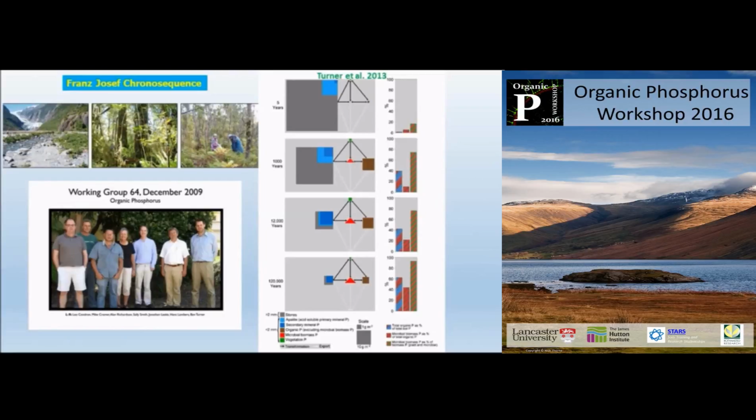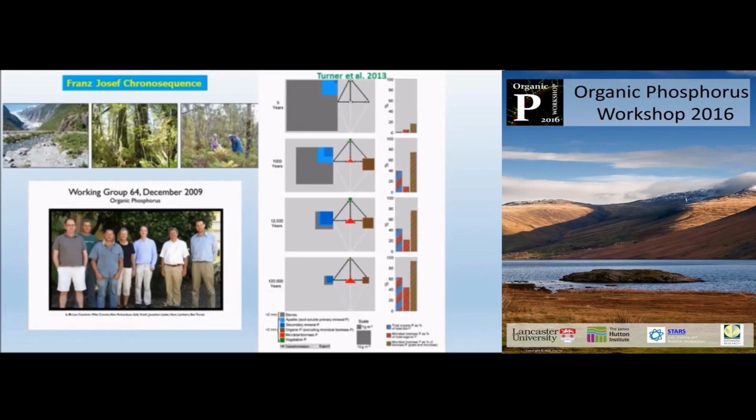This is plant phosphorus, biomass phosphorus. This is organic phosphorus. This is microbial phosphorus. And it's all drawn to scale. And this is 5 years, 1,000 years, 12,000 years, 120,000 years. So you can see through here, you get depletion of the inorganic, the rocks are even dissolving, right?